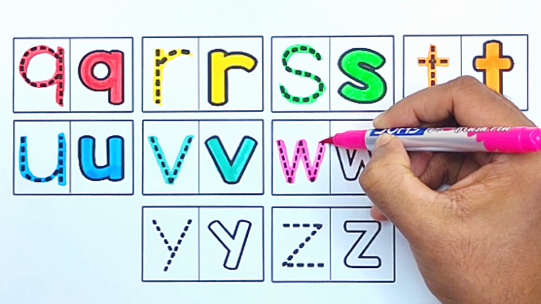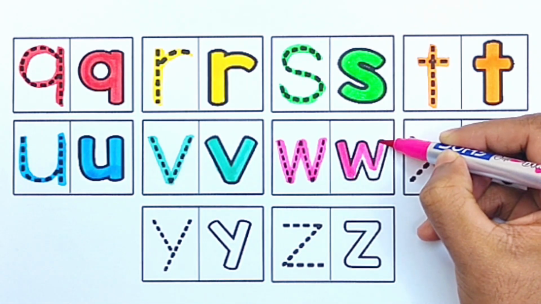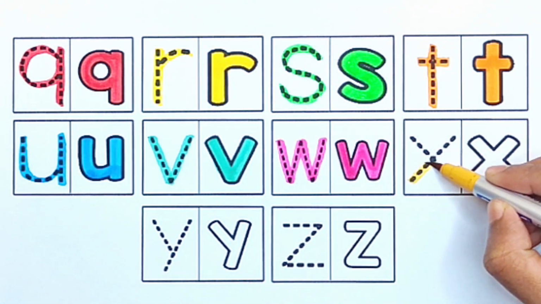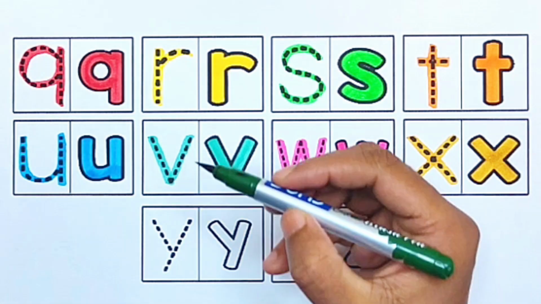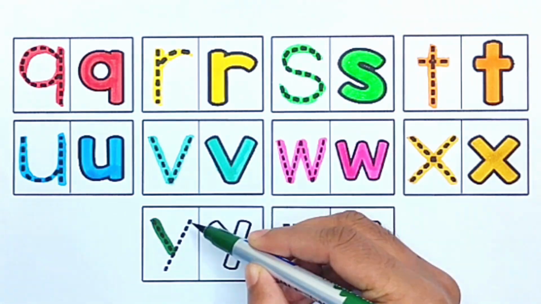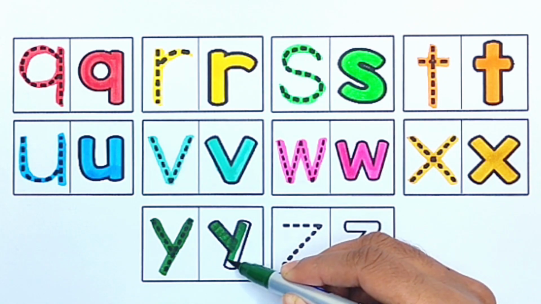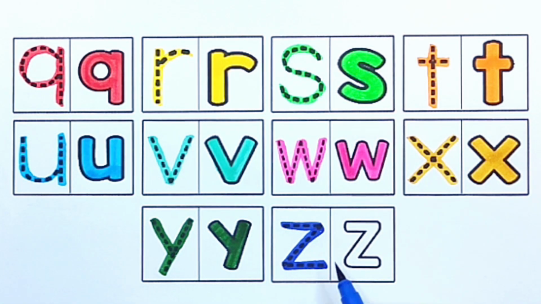W for watermelon. W for watch. Yellow brown color. X for xylophone. Green color. Y for yo-yo. Blue color. Z for zebra.